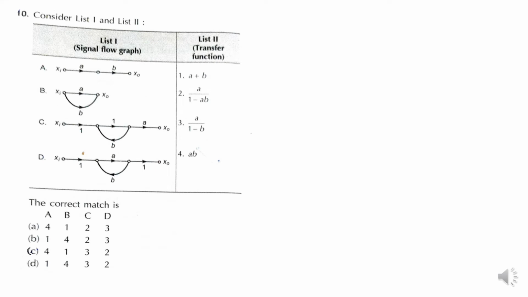Next problem. Consider list 1 and list 2. See A, both are connected in series. So AB is the correct answer. Here both are connected in parallel. So A plus B is the correct answer. This is AB. And here the forward path gain is A, and 1 minus the single loop is available, 1 minus B. A by 1 minus B. So 3 is the correct answer. And for D, A divided by 1 minus, this is a loop, 1 minus AB. So A divided by 1 minus AB, 2 is the correct answer. So option C is the correct answer. 4, then 1 and 3 and again 2. So option C is the correct answer.